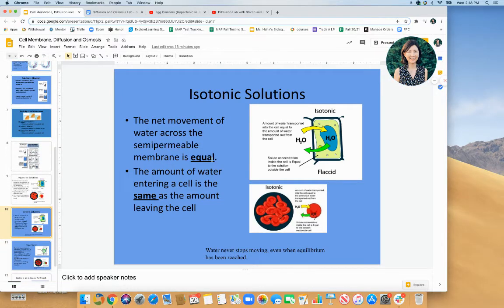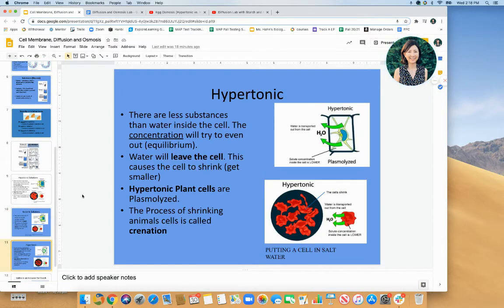Isotonic, no, everything's equal, so you're not going to have major drama. Hypertonic is when you're putting a cell in a solution that has a lot more solutes. So the water is going to go from inside the cell to out of the cell. And so the water is going to come out and the cell is going to shrink.